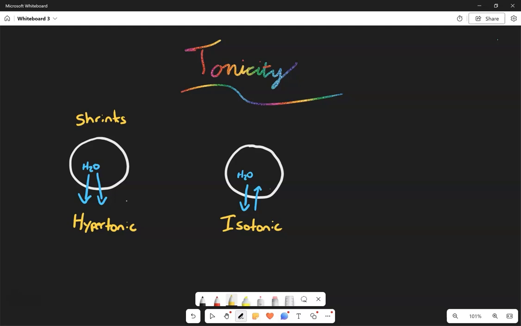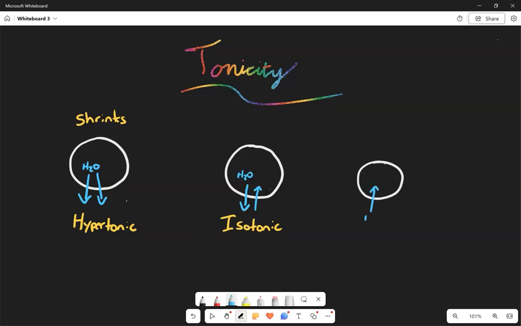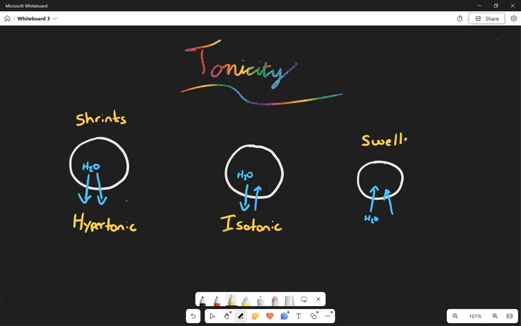Okay? The third thing that can happen is that I can take a cell, I can put it into solution, and water can rush into the cell. When that happens, the cell will swell. It'll get bigger in size. This is what we call a hypotonic solution.